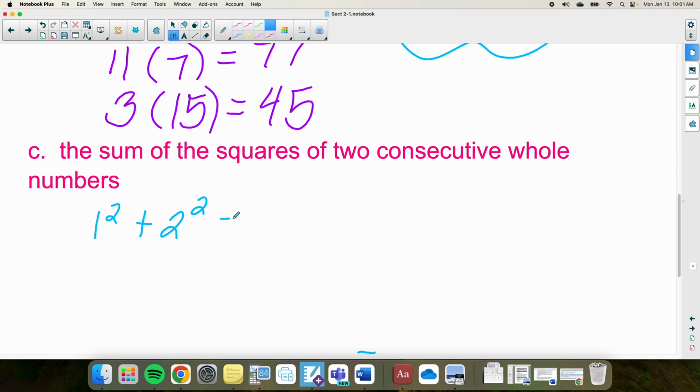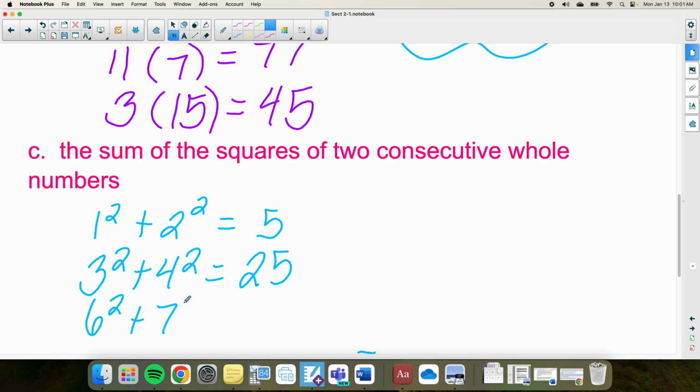1 squared plus 2 squared is 1 plus 4, which is 5. Okay, then I could do 3 squared plus 4 squared. That's 9 plus 16, which would be 25. I could do 6 squared plus 7 squared. That would be 36 plus 49, which would be 85. Can you already tell what our answer is going to be? They're all going to be odd. Very good. All right.